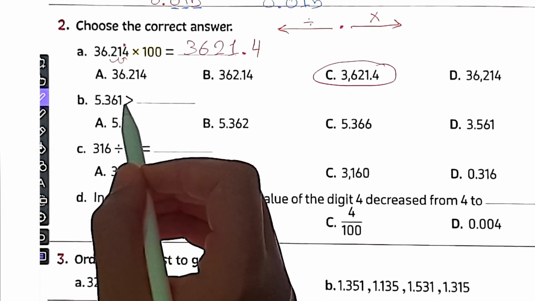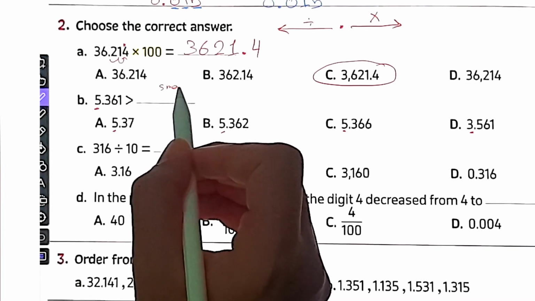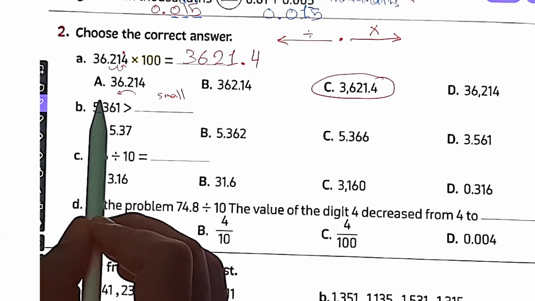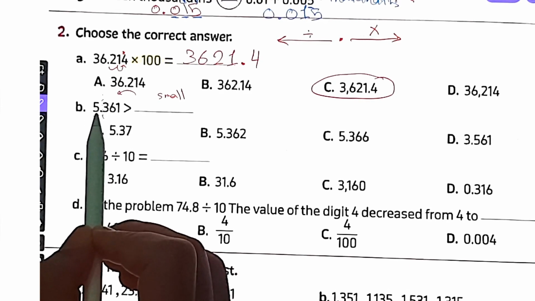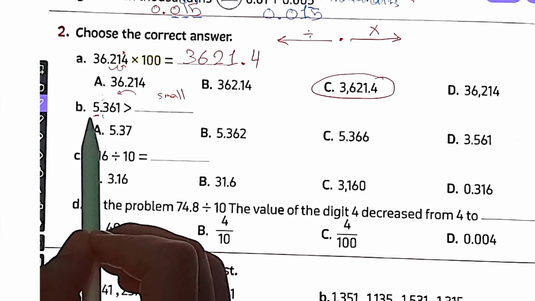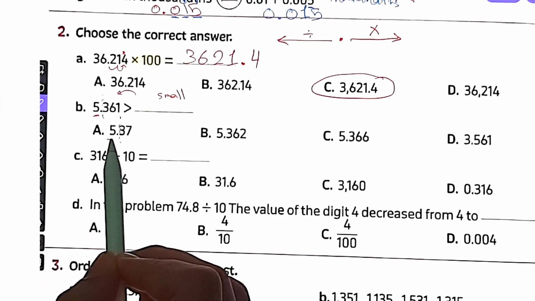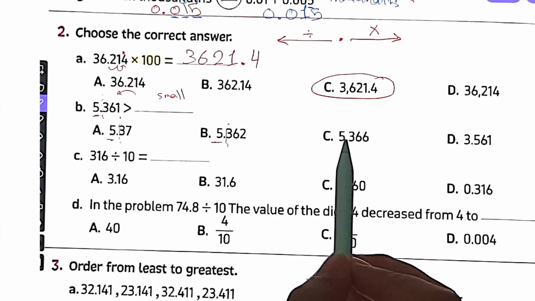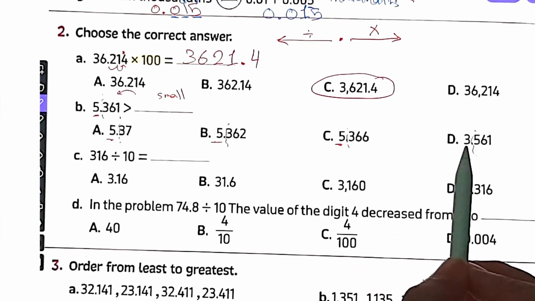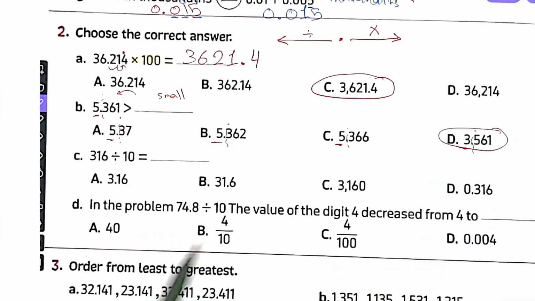5.361 is greater than, so I need a number here smaller than this. If we cut this number from the decimal part, we will find the whole here is 5, and I need a number smaller than 5. The whole here is 5. I need smaller than 5. The whole here is 5. But the whole here is 3, smaller than 5. So I will choose D.